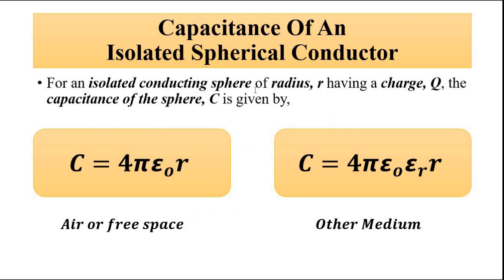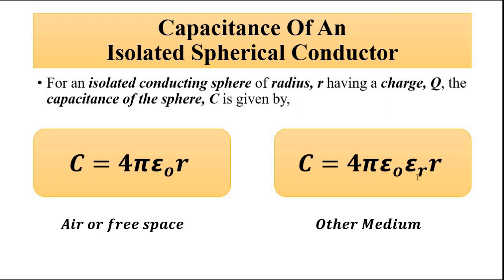The capacitance for this spherical conductor is given by C = 4 pi epsilon 0 r, if it is in air or free space. If it is in any other medium, the capacitance is given by 4 pi epsilon 0 epsilon r times r, where epsilon r is the relative permittivity or dielectric constant of the medium in which the spherical conductor is placed.